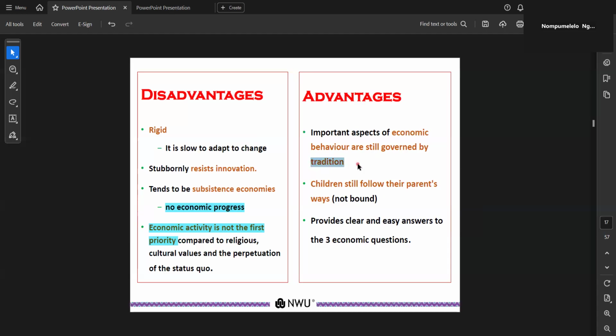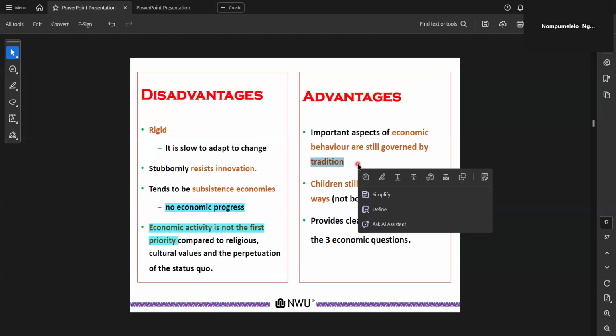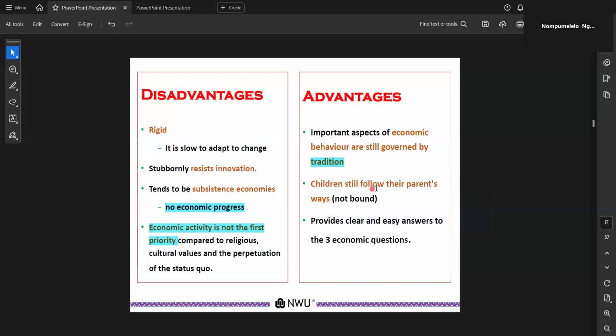They follow their tradition. And then children still follow their parents' ways. It provides clear and easy answers to three economic questions. So a traditional system provides clear answers to three economic questions, which are what to produce, how to produce, and for whom to produce it.